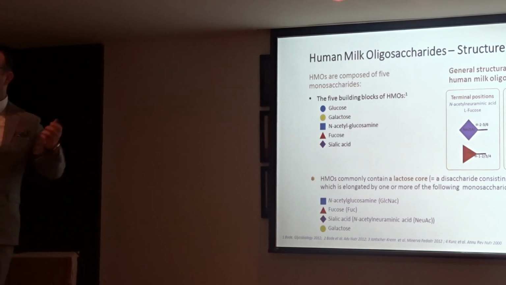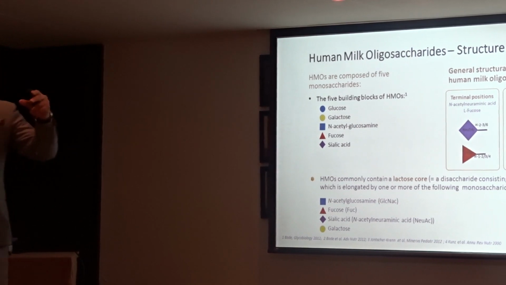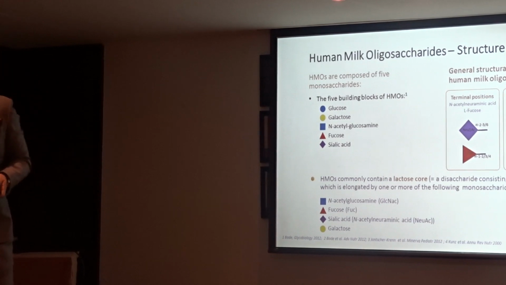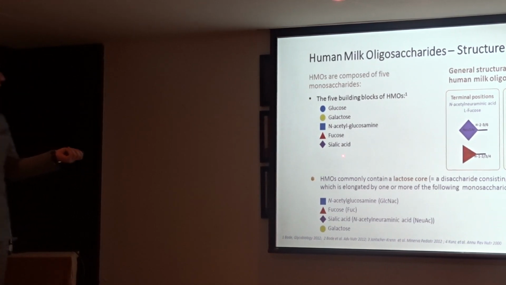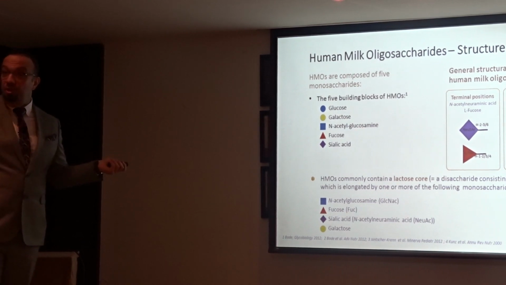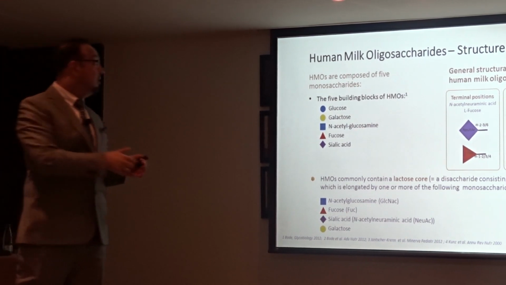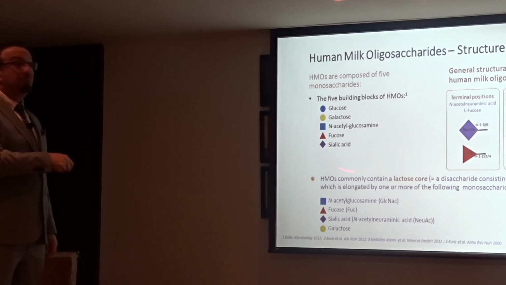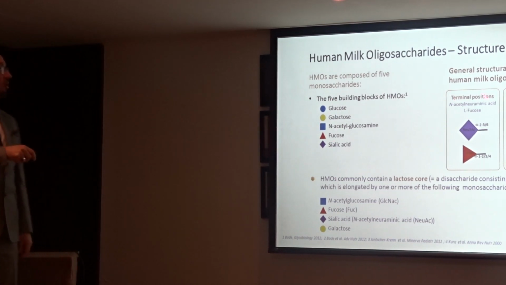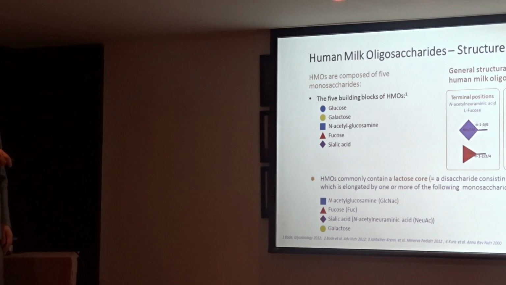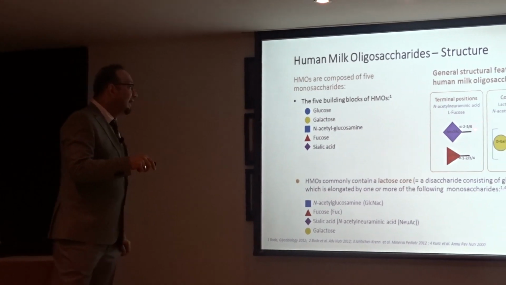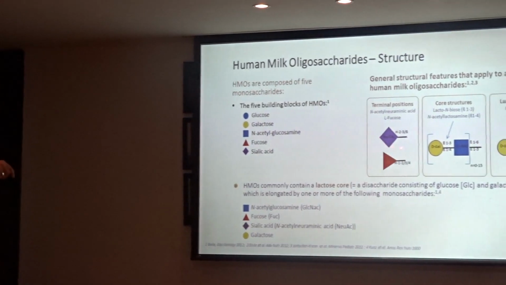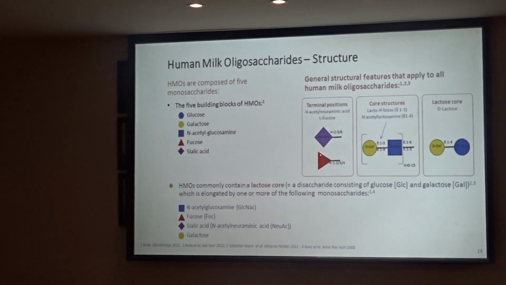Now, these are the building blocks. It's like Lego. When you build with Lego, you use blocks. Mainly glucose, galactose, and acetylglucosamine, fucose, and sialic acid. And usually the core of the oligosaccharide is lactose, glucose and galactose. And this will be attached to either sialic acid or fucose.